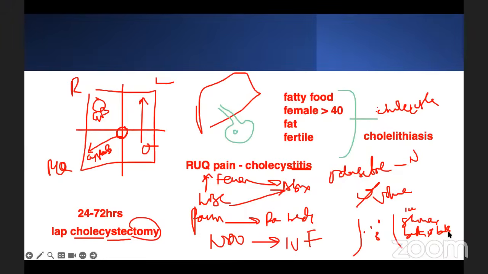This pain, when you have it, where do you think it goes? To the right shoulder. So when they have pain, it goes into the right shoulder or the scapula. So when they tell you somebody with right upper quadrant pain, going to the scapula or the right shoulder, it is cholecystitis, inflammation of the gallbladder.